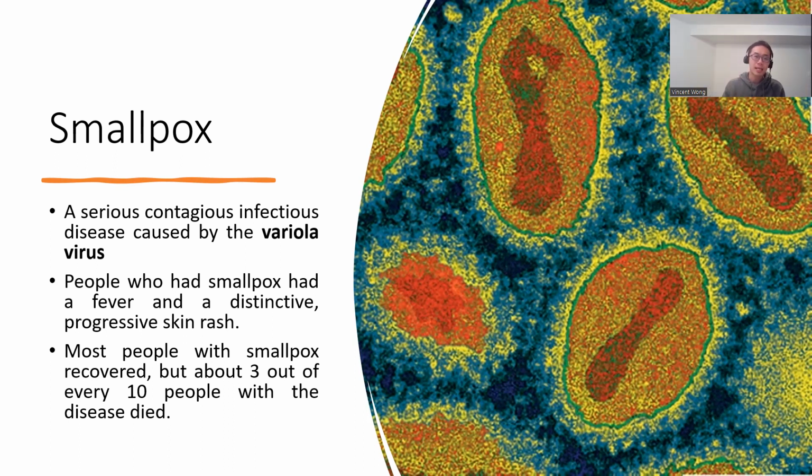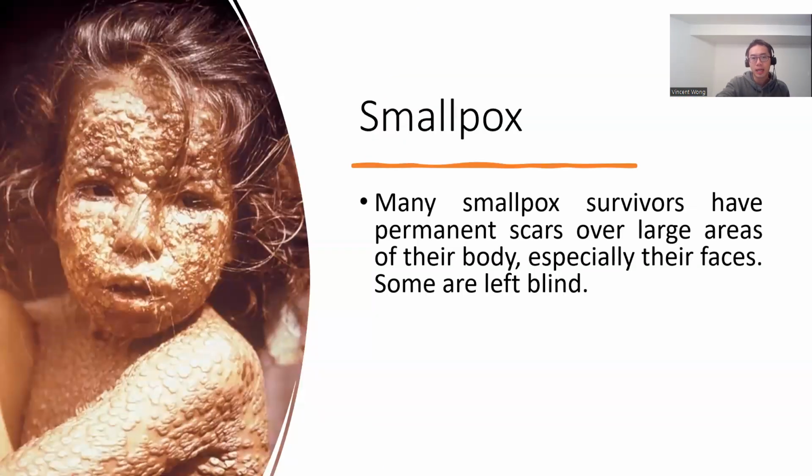But smallpox is a scary one because 1 out of 3 people, and over here it says 3 out of 10, which is about 30%, will die when they get smallpox. It's a very, very deadly disease. And even if you don't die from it, some survivors are left with horrible scars. Sometimes the scars cause them to become blind in the eye. And just looking at this picture, it's a terrible thing to have.